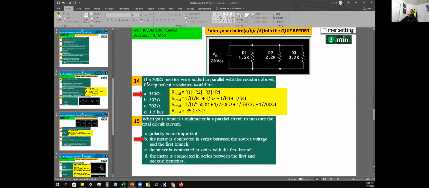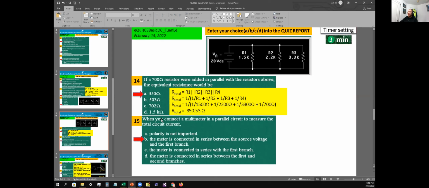Okay, number 14. If a 700 ohms resistor were added in parallel with the resistors above, the equivalent resistance would be, okay, so now we got R1, R2, R3, and then we're going to add another one that's going to represent R4, which would be 700 ohms. So R1 parallel R2, parallel R3, parallel with R4. So your equivalent, if you do that calculation, comes to about 350.53 ohms. So the answer is A as in apple for number 14.